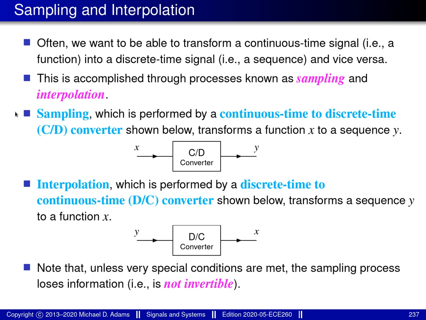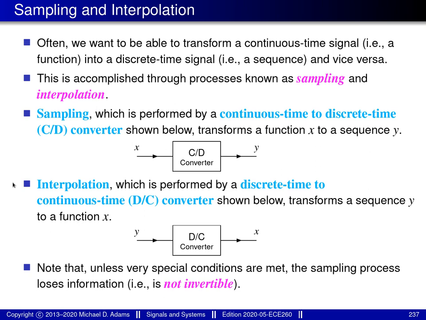First, let's consider sampling. Sampling transforms a continuous time signal, in other words a function, into a discrete time signal, in other words a sequence. This operation is performed by what is known as a continuous time to discrete time converter. Such a converter is shown in this figure here, where the input to the converter x is a function and the output of the converter y is a sequence.